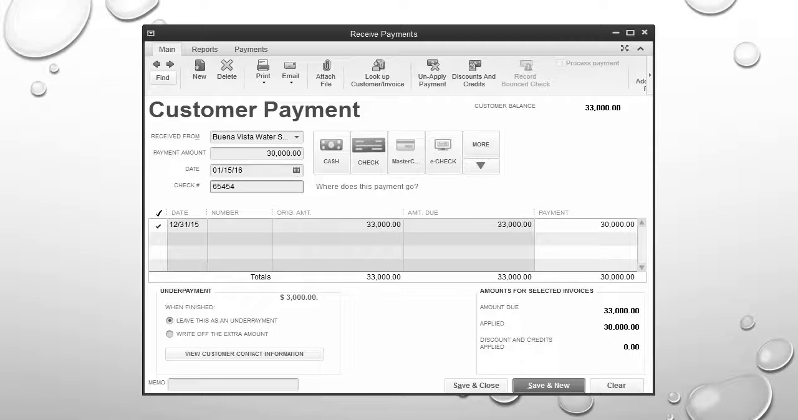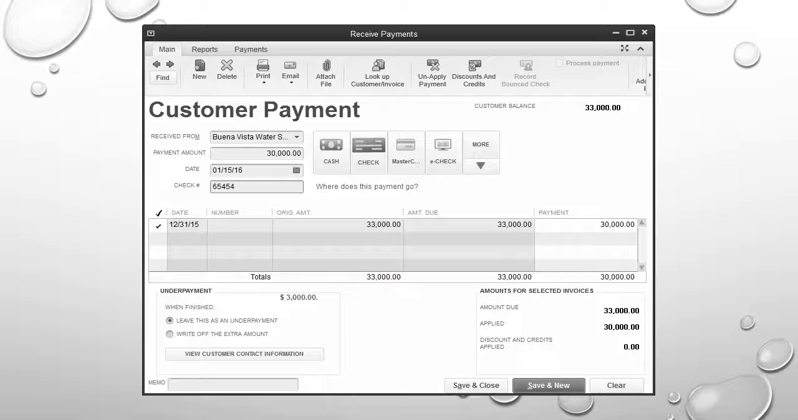Lastly, I wanted to show you a third type of payment. In this case, it's also a check, so we've indicated that with a check icon here and the check number indicated here. Buena Vista Water Sports paid us $30,000 on January 15th, 2016. That $30,000 relates to a previous amount owed to us that we created when we set up accounts receivable at the beginning of the year.